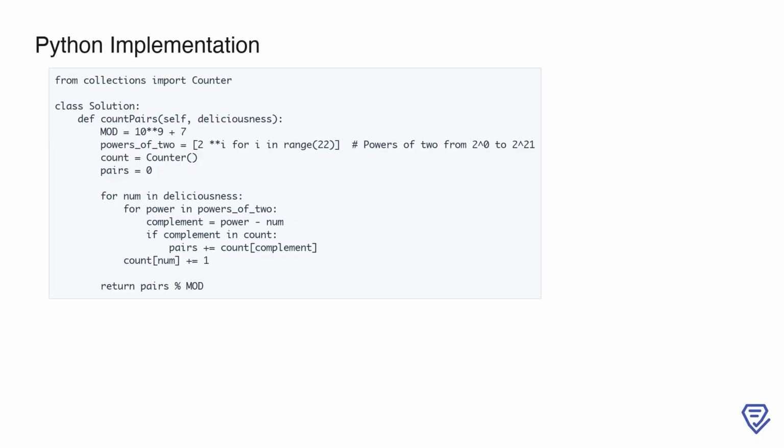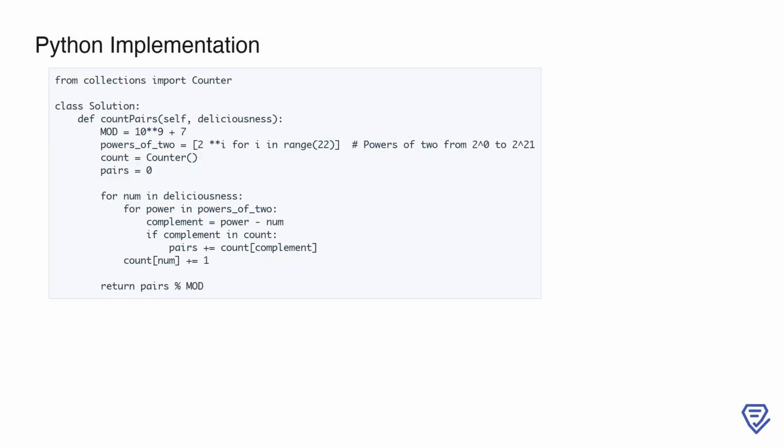Key steps. 1. Pre-compute powers of 2. The variable powers_of_2 stores all relevant powers of 2, from 2 to the power of 0 to 2 to the power of 21. These values represent the possible sums we need to check. 2. Hash map for counting frequencies. The count variable, a Counter, is used to store the frequency of each number seen so far in the list. 3. Iterate through the list. For each number in deliciousness, the code iterates over the pre-computed powers_of_2 to calculate the complement, the number needed to form a sum equal to the current power of 2.